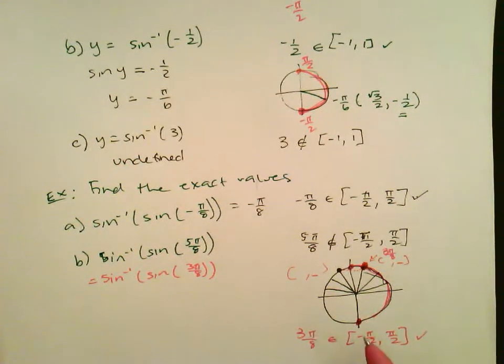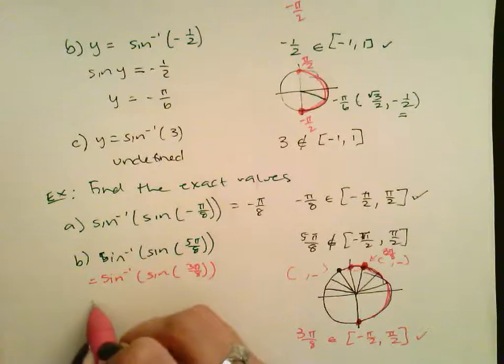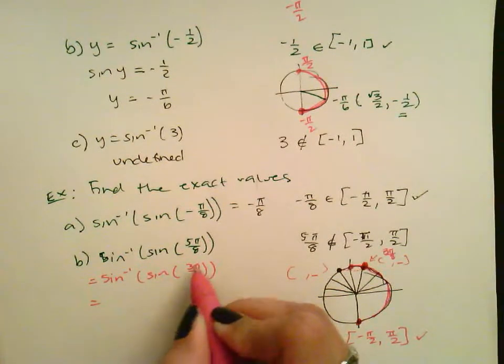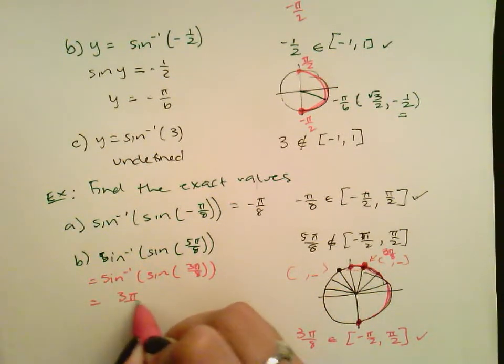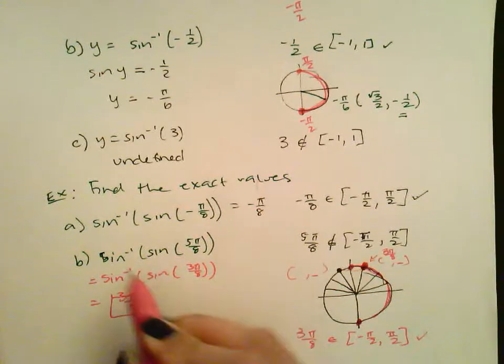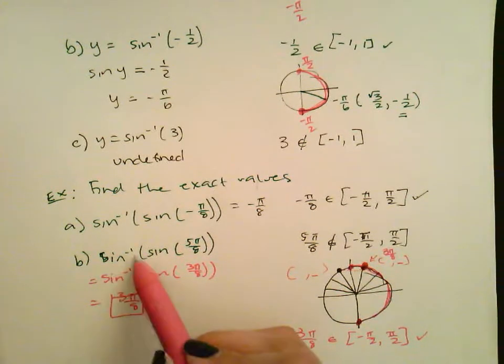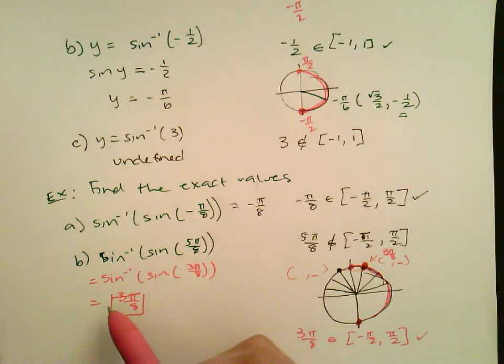Because 3 pi over 8 is between negative pi over 2 and pi over 2, that means this simplifies to just the input, which is 3 pi over 8. So sine inverse of sine of 5 pi over 8 is actually equal to 3 pi over 8.